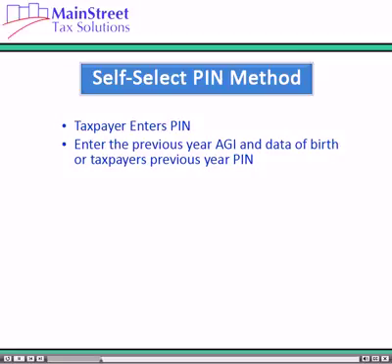If you use the self-select PIN, the taxpayer enters the PIN on the return. In this case, you allow the taxpayer to actually type the PIN using your computer's keyboard. Another difference in the two methods is that if you use the self-select PIN, you should enter either the taxpayer's previous year adjusted gross income and date of birth, or the PIN the taxpayer used on their previous year tax return. This information allows the IRS to verify the taxpayer's identity.